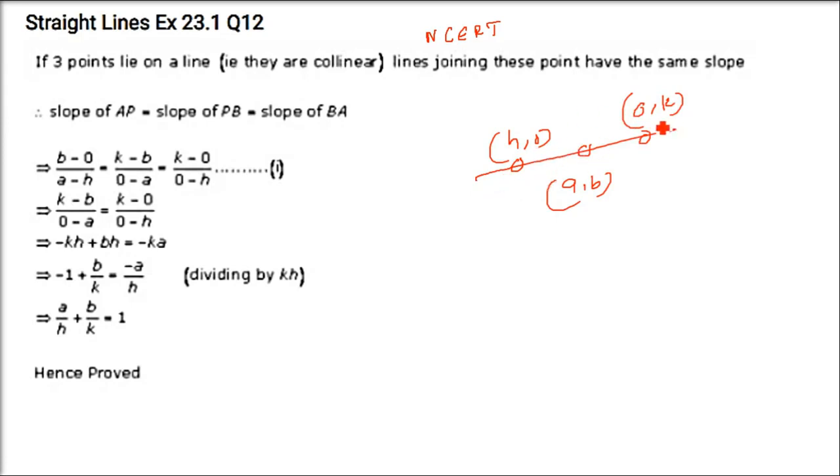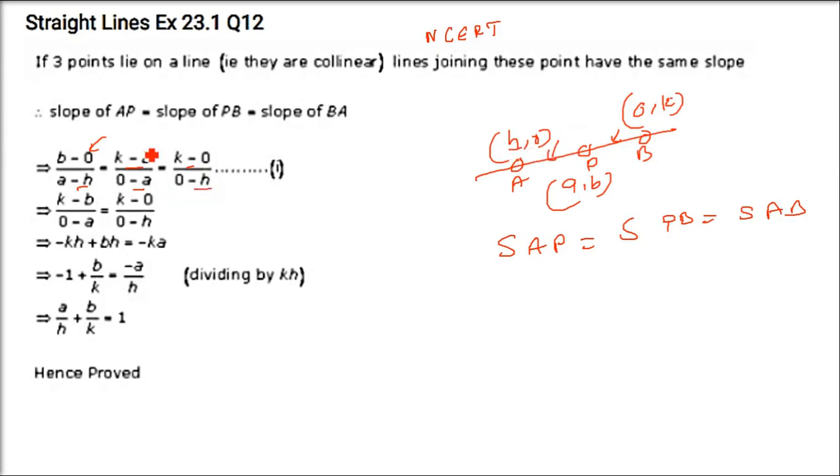So when they are collinear, that means the slopes of all the 3 line segments are going to be equal. There will be 3 lines, A, P, B. So there will be AP, PB and AB. So slope of AP equals slope of PB equals slope of AB, right? So what is the slope of AP? B minus 0 divided by a minus h. This is there. Now what is the slope of BP? k minus b divided by 0 minus a. You're going to get this. And the third one, which is AB, that is k minus 0 divided by 0 minus h.